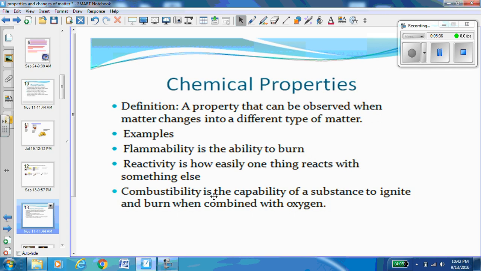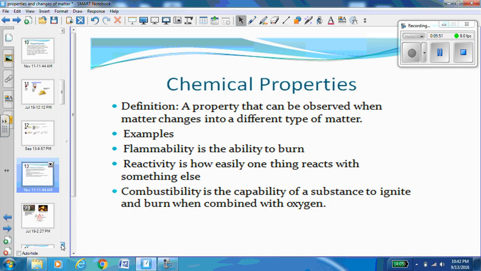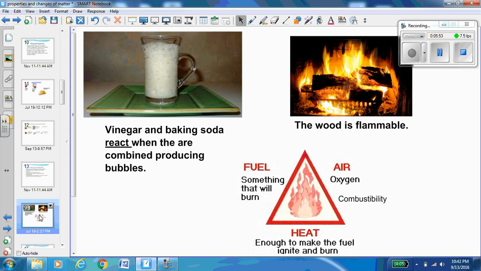Combustibility is the capability of a substance to ignite and burn when combined with oxygen. So all of these are good examples of how matter, when it changes into something different or a different type of matter, you are then observing what we call a chemical property. Let's take a look at some pictures.